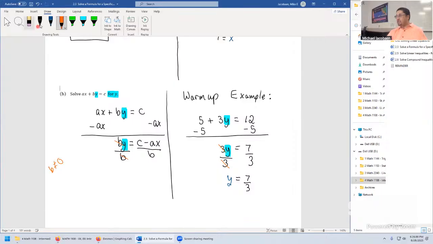So we have now a cancellation of the b and the b on the left, and the equation now just reads y equals c minus ax divided by b. Feels a lot more abstract than the 7/3, but the algebra itself is identical.